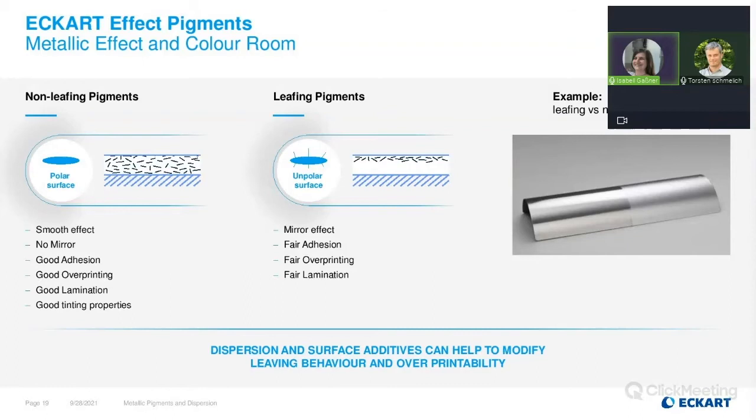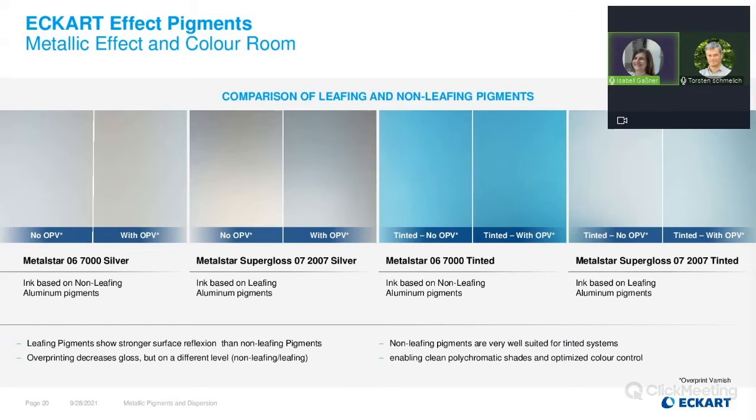When you see the picture on the right side, it's a spray-coated application, but it really gives a good comparison of optical effect difference from leafing versus non-leafing. This is the comparison of an offset ink, and here we can show the difference of leafing and non-leafing quality. The Metal Star 067000 is a non-leafing ink, and the Metal Star 072007 is an ink based on leafing pigments.